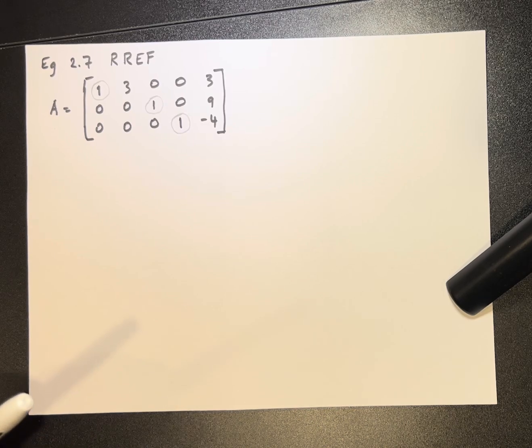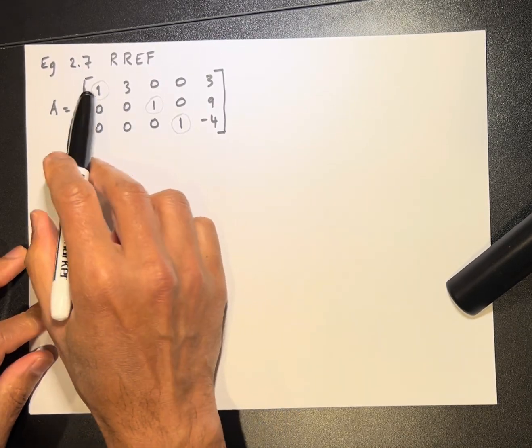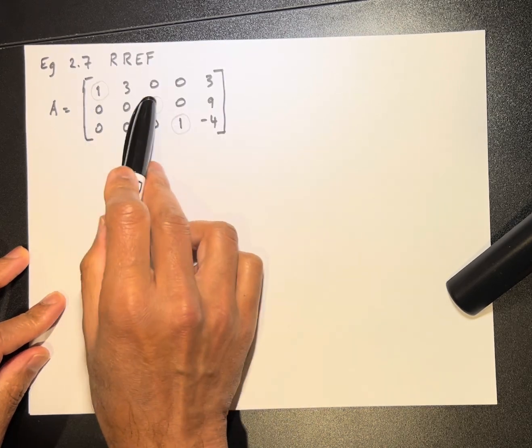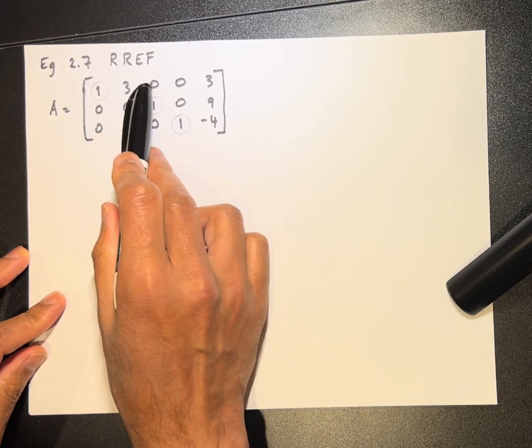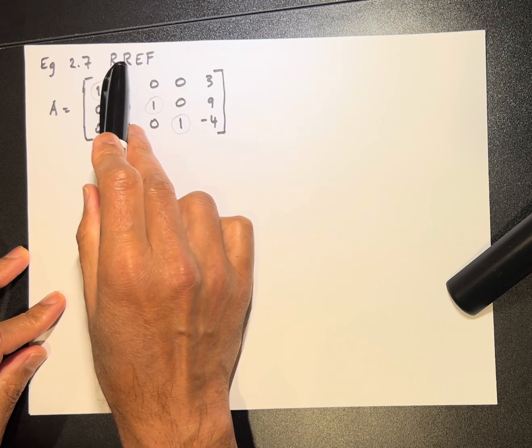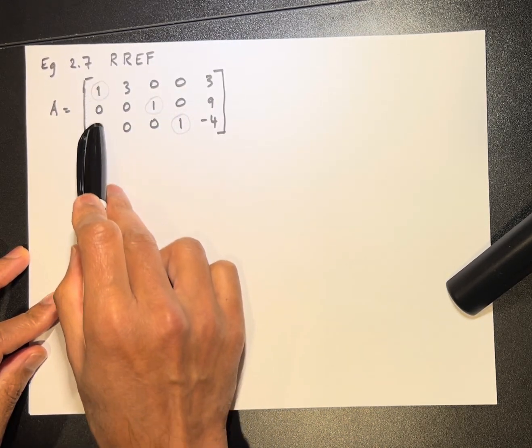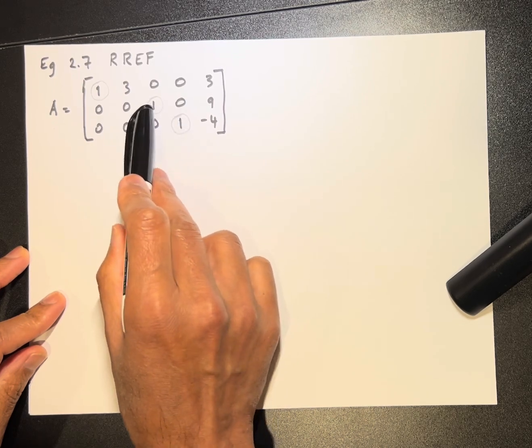This is in row reduced echelon form because we can see it is in row echelon form, since obviously the staircase structure holds, right? And then it is also in reduced row echelon form because the pivot is 1, and in every pivot column, only the pivot is 1 and everything else is 0.